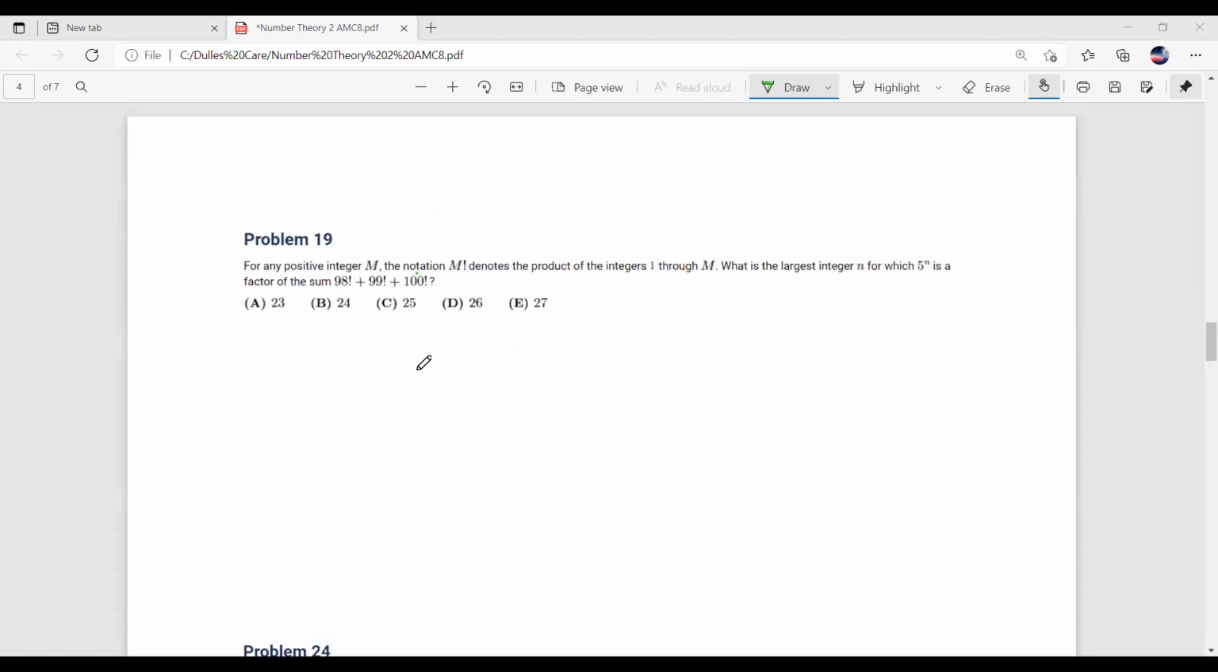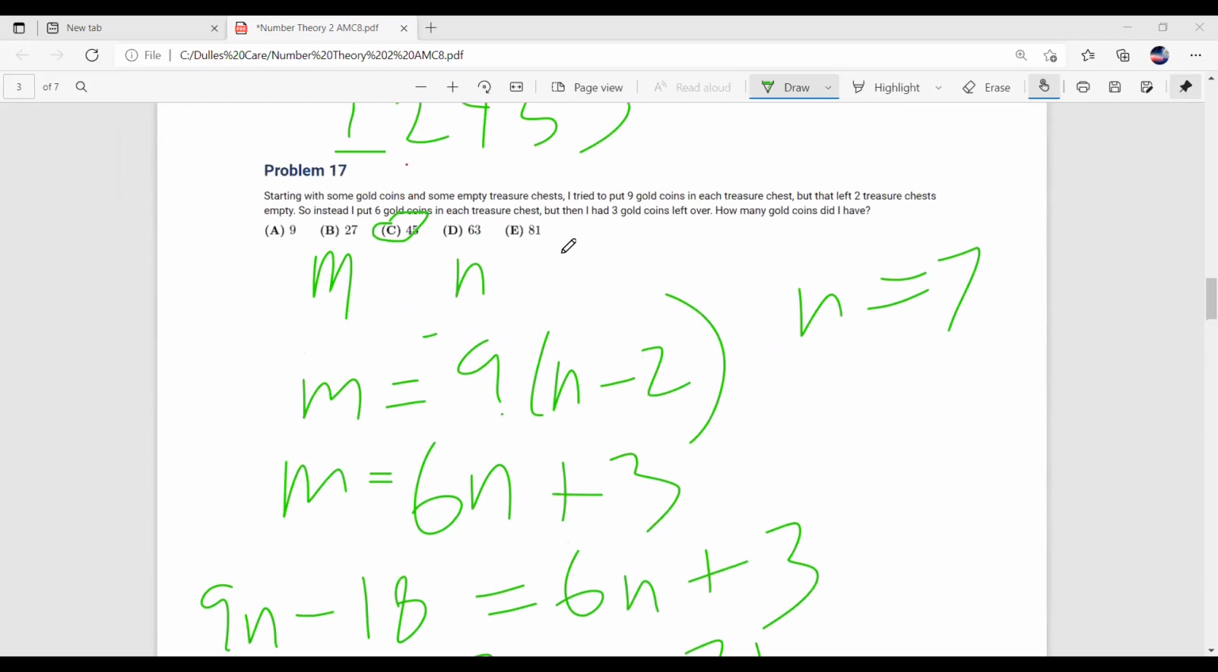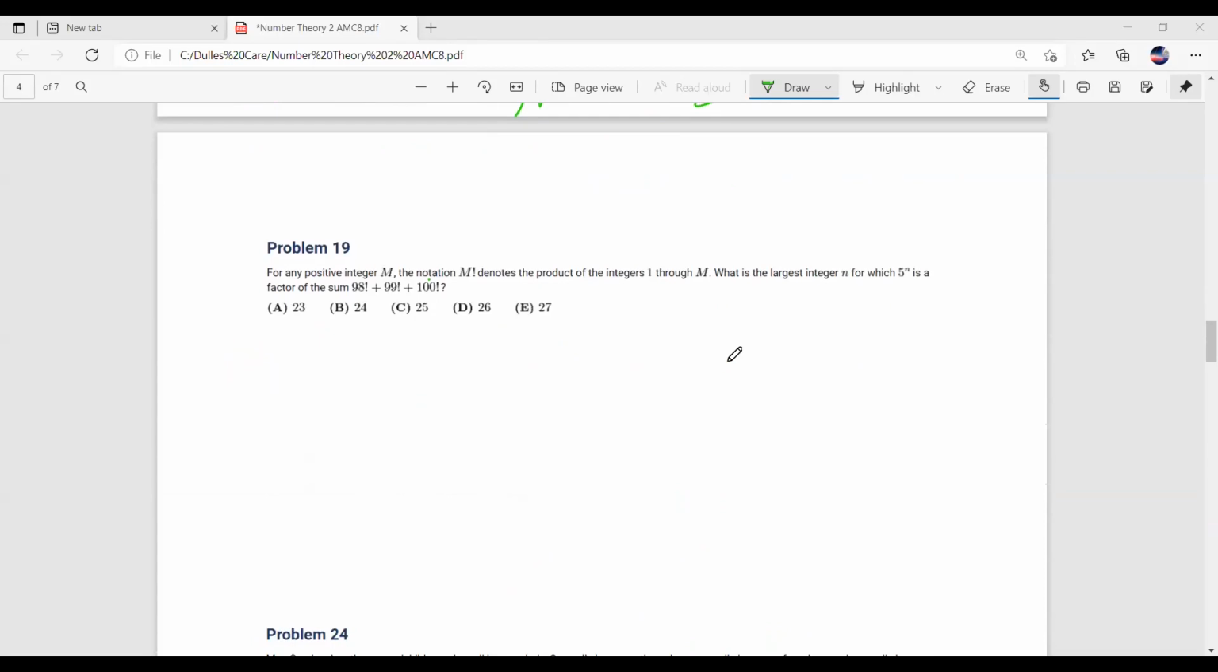So let's look at problem 19. For any positive integer m, the notation m factorial denotes the product. Oh, by the way, do you have any questions about this problem? Okay, so let's look at problem 19. For any positive integer m, the notation m factorial denotes the product of the integers 1 through m. What is the largest integer n for which 5 to the n is a factor of the sum 98 factorial plus 99 factorial plus 100 factorial?